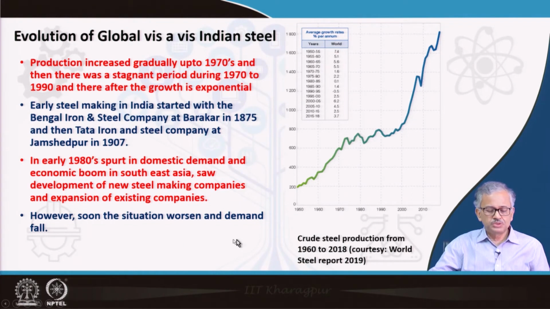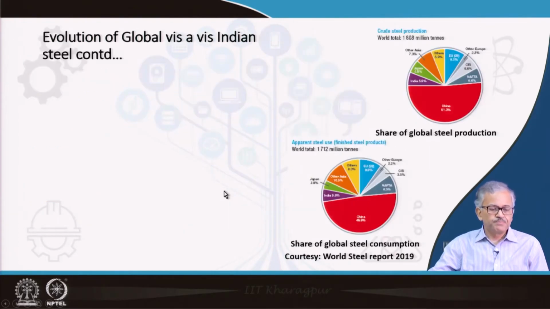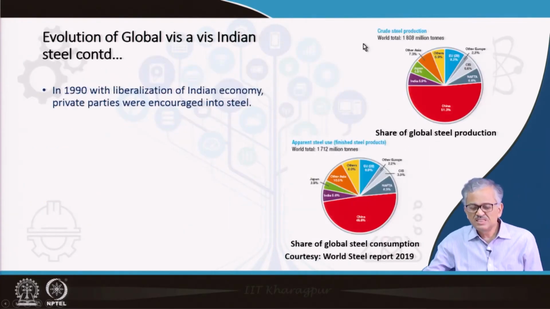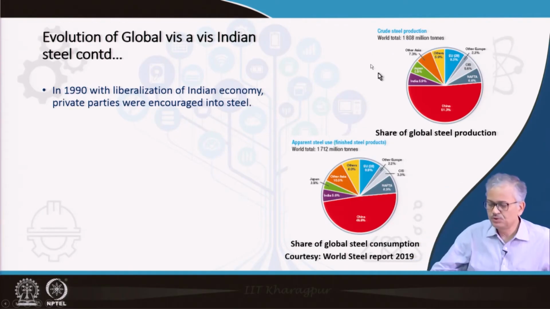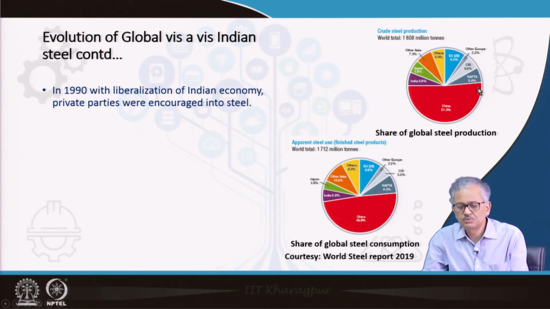However, soon the situation worsened and the demand fell. After we made all this expansion, there was a demand fall throughout the world. There was a recession. As a result, the demand fell. And if you can see, that is the crude steel production. Today, the majority of the crude steel is produced by China.